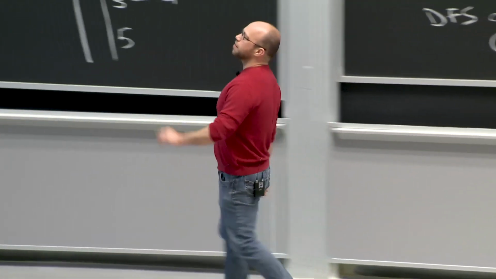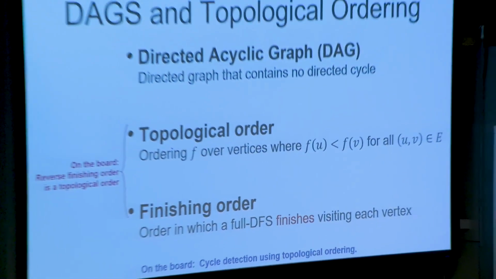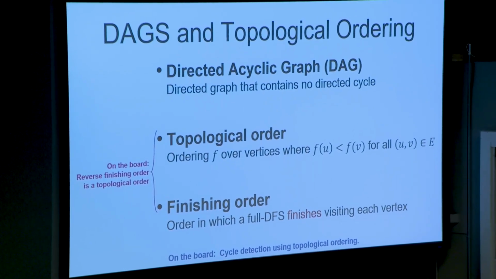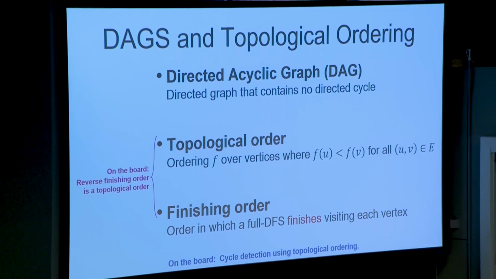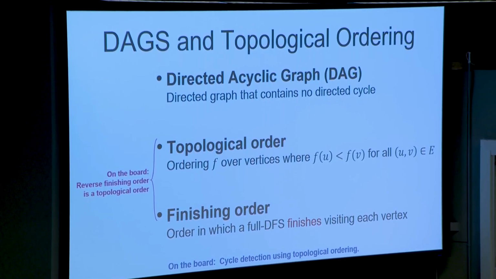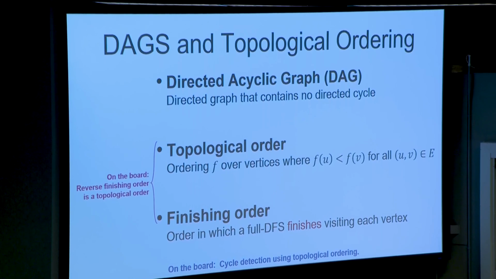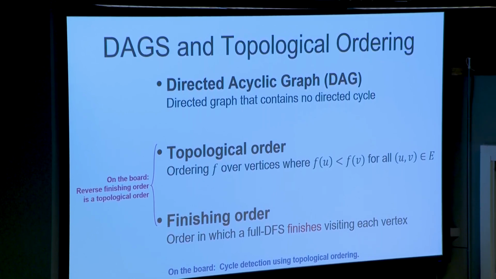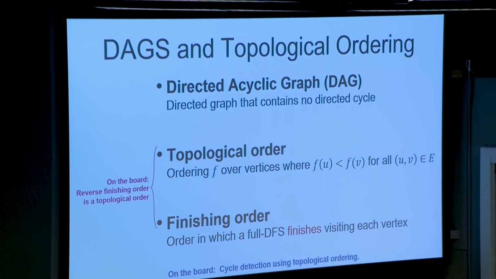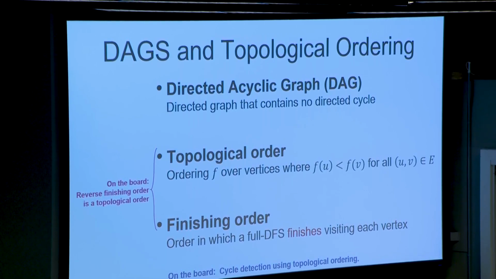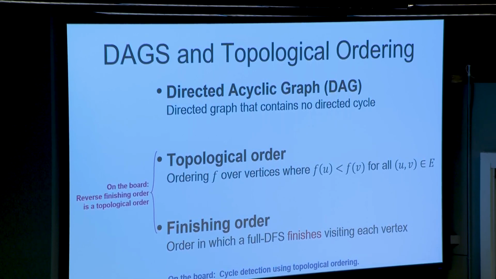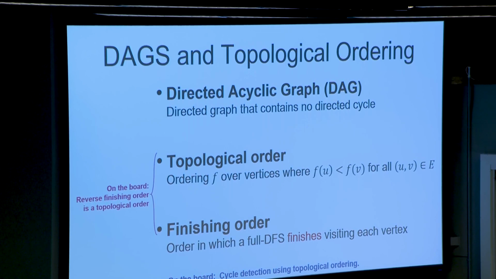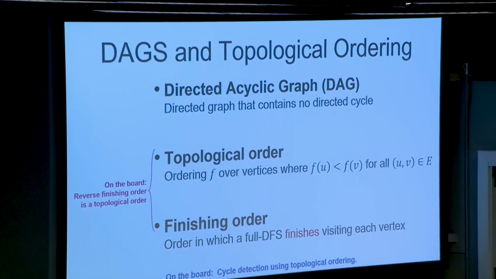So topological ordering: if we think of f as a function that assigns every node an index, an ordering, like this is the first vertex, and this is the second vertex, and so on. Then a topological order is one that has the property shown here, which is that if I have a directed edge from u to v, then f of u is less than f of v. So in other words, if I look at the ordering that I get in my topological order, u has to appear before v.